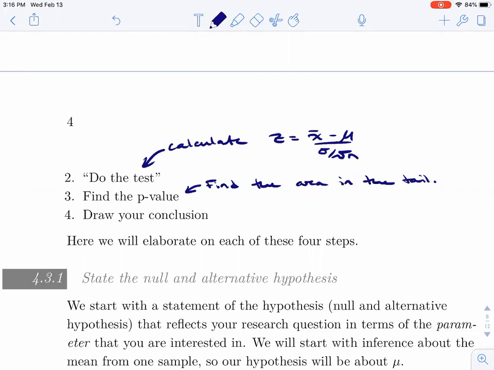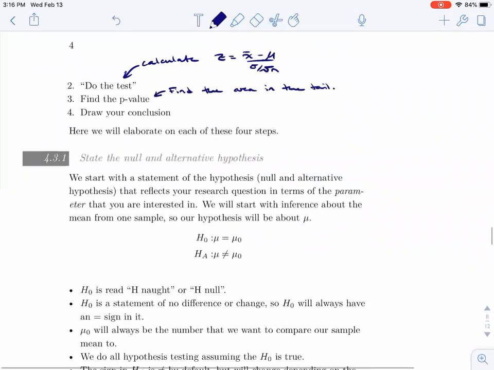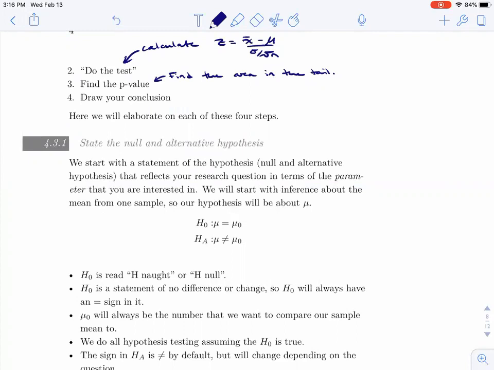So what I want you to do over reading break is just read, it's only like four more pages. You can do it. Just have a read through this. Of course, we'll go through it, but it'd be really good if you had a quick overview. What I do now in each of these subsections is go through what it means to state the null and alternative hypothesis, and what the ins and outs of that are. Then what it means to do the test, find the p-value, draw your conclusion.